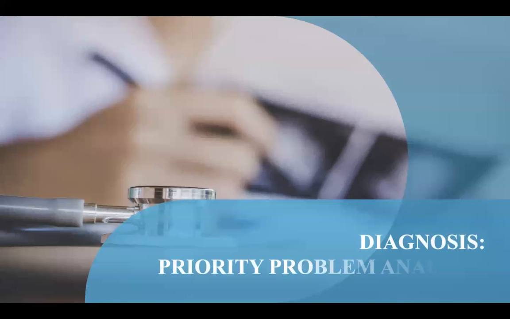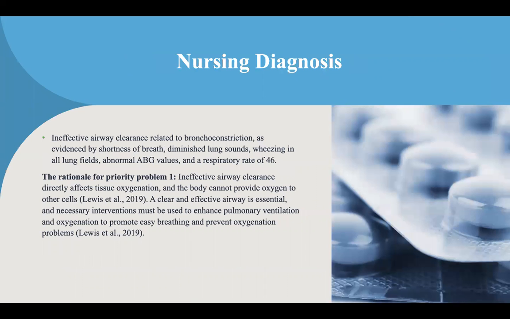The next would be diagnosis and priority problem analysis. The first nursing diagnosis would be ineffective airway clearance related to bronchoconstriction, as evidenced by shortness of breath, diminished lung sounds, wheezing in all lung fields, abnormal ABG values, and a respiratory rate of 46.